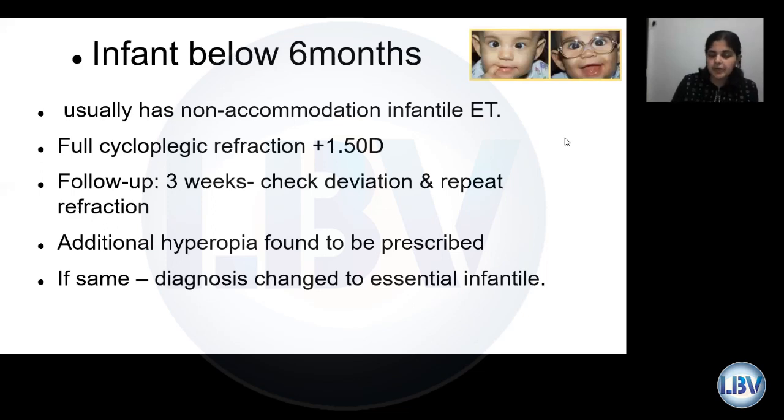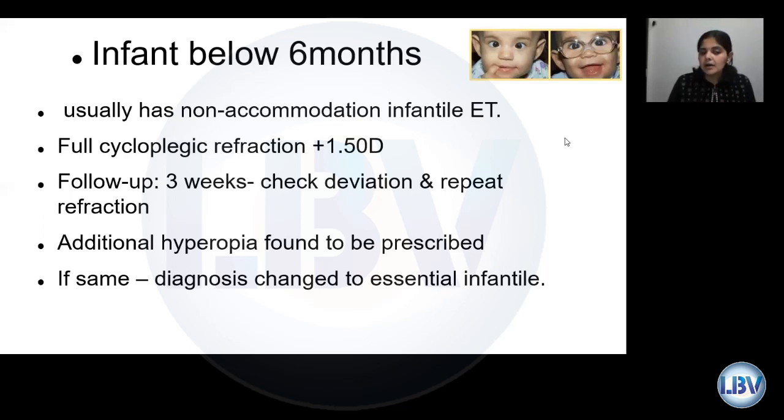The added 1.5 you give because at this age, most of the work that they do is at near. So if it is an accommodative type, then giving that near addition will stop them from using added accommodation, and that will help reduce the ESO a little bit. So that is why you give a near addition. Instead of 1.5, you can give a 2 or a 3 as well, depending on how much it helps to reduce the ESO. And after 3 weeks, you check the deviation and repeat the refraction.